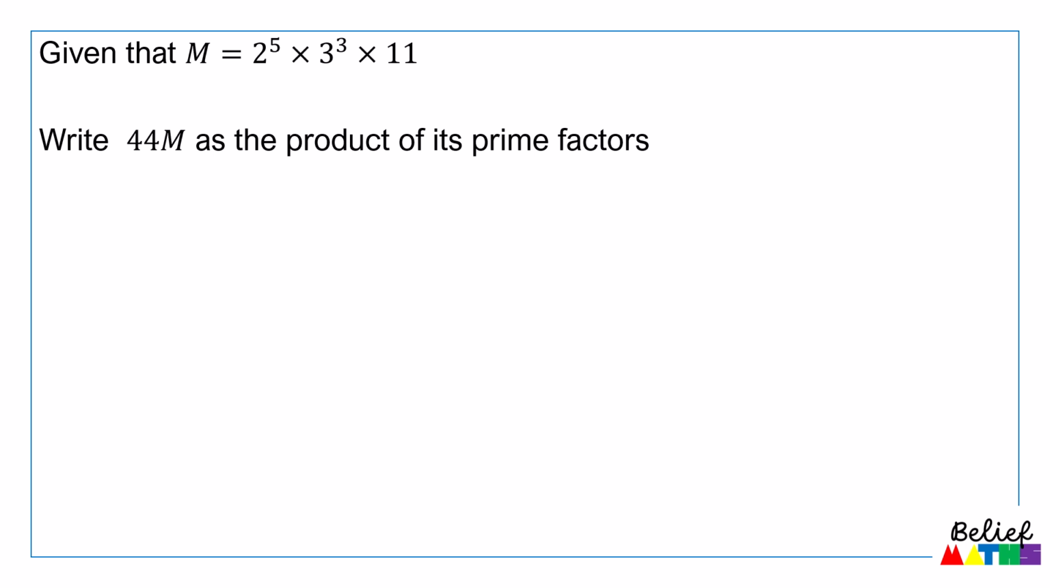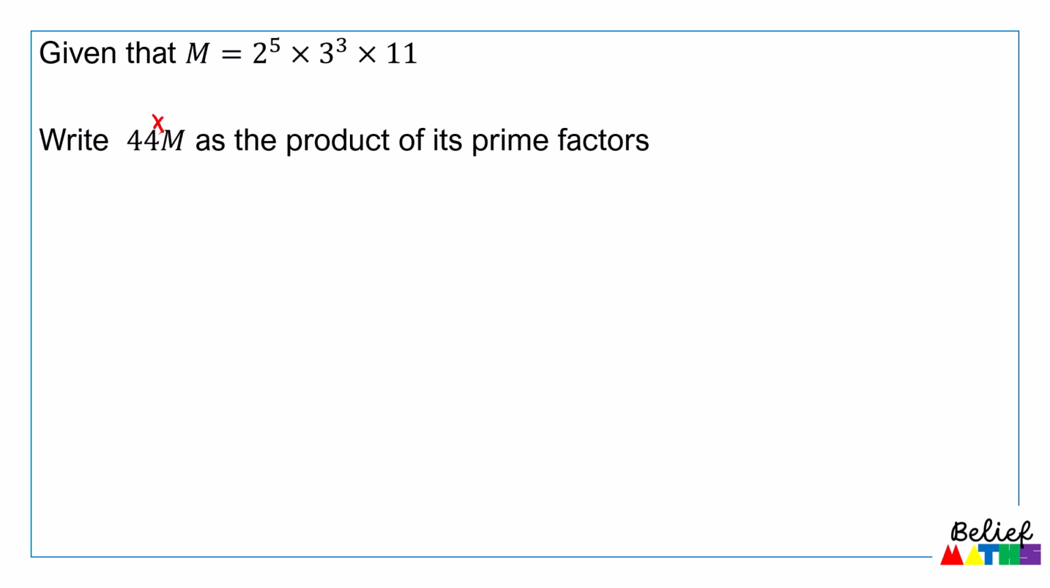Now this next question expands a little bit on the product of prime factors. It says given that m equals 2 to the 5 times 3 cubed times 11, write 44m as the product of prime factors. Now this 44m just means 44 multiplied by m.